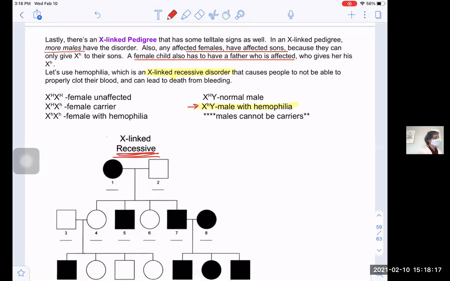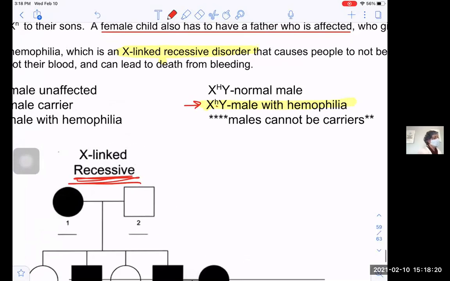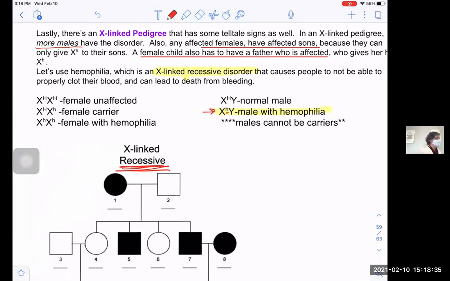In order for a male to have it, they have to have the recessive allele on their X. They don't have anything on their Y, right? So males have one X and one Y, and the Y doesn't get a superscript. Females, because they have two X's, can be homozygous dominant and be unaffected. They can be heterozygous and they don't have the disorder, but they carry it. Or for a female to have it, she has to have two recessive alleles.